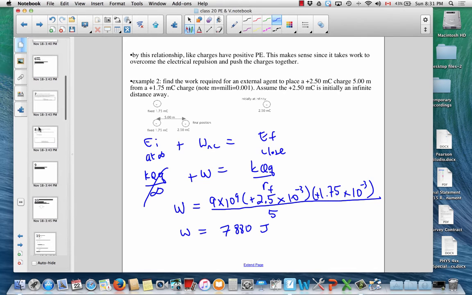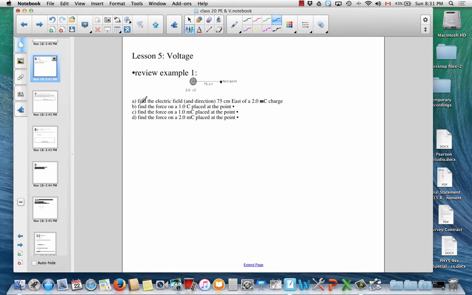Now, a related concept is the concept of electrostatic potential, or commonly known as voltage. In order to understand voltage, we're going to remind ourselves of something that we've already encountered, which is the electric field. So here's a 2 microcoulomb charge. Over here, we're 75 centimeters away, and we just want to calculate the electric field there.